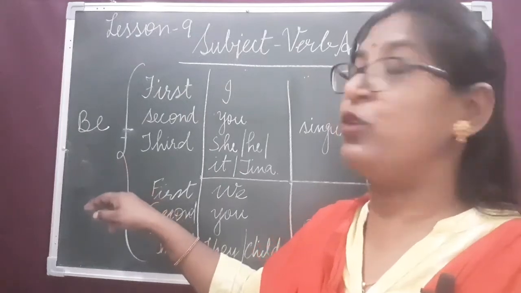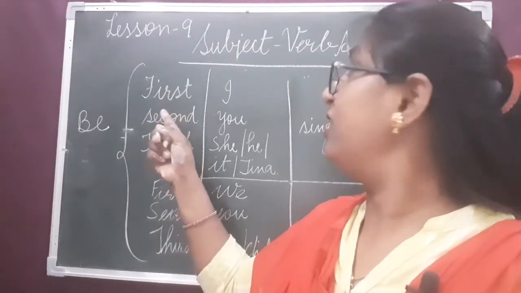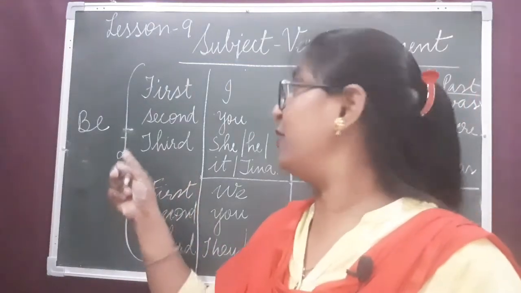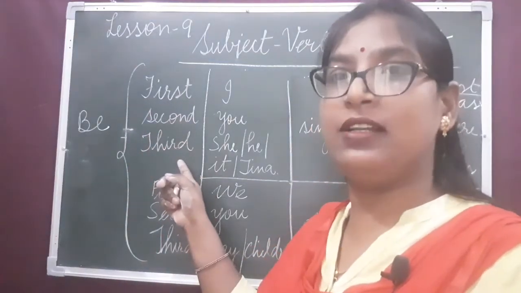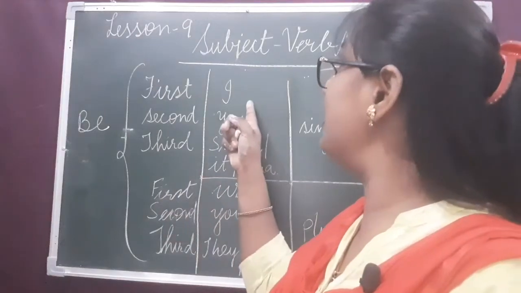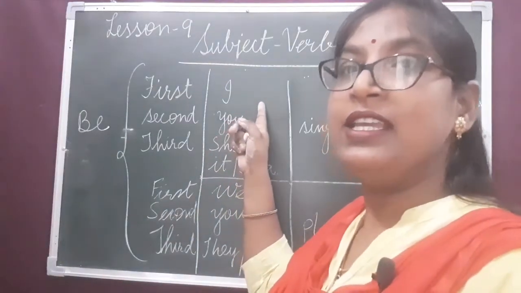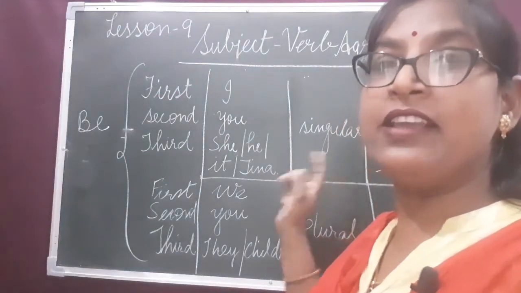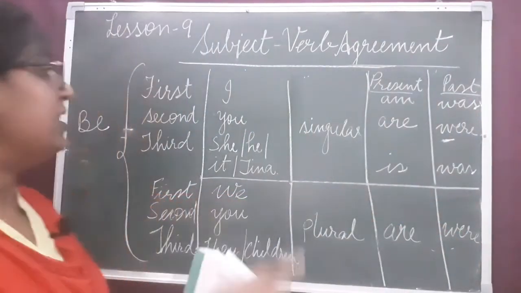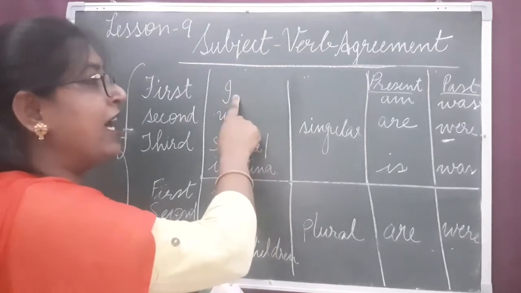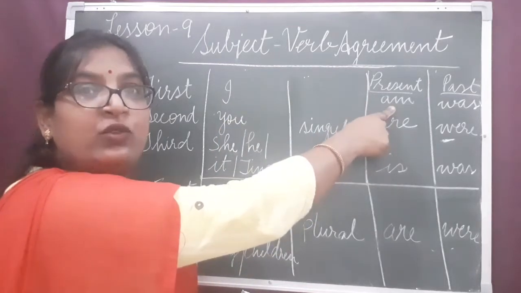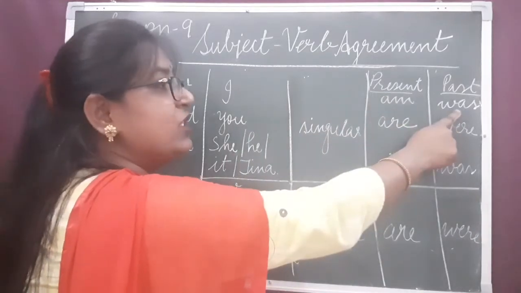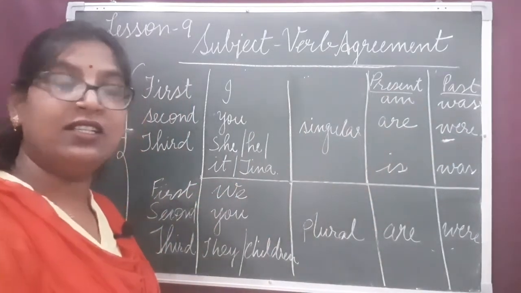Pronouns, we know pronouns stand in first person, second person, third person. Personal pronouns are first person, second person and third person. Here you can see I. I is first person singular pronoun, and with I in present tense we always use am, and with I in past tense we use was.